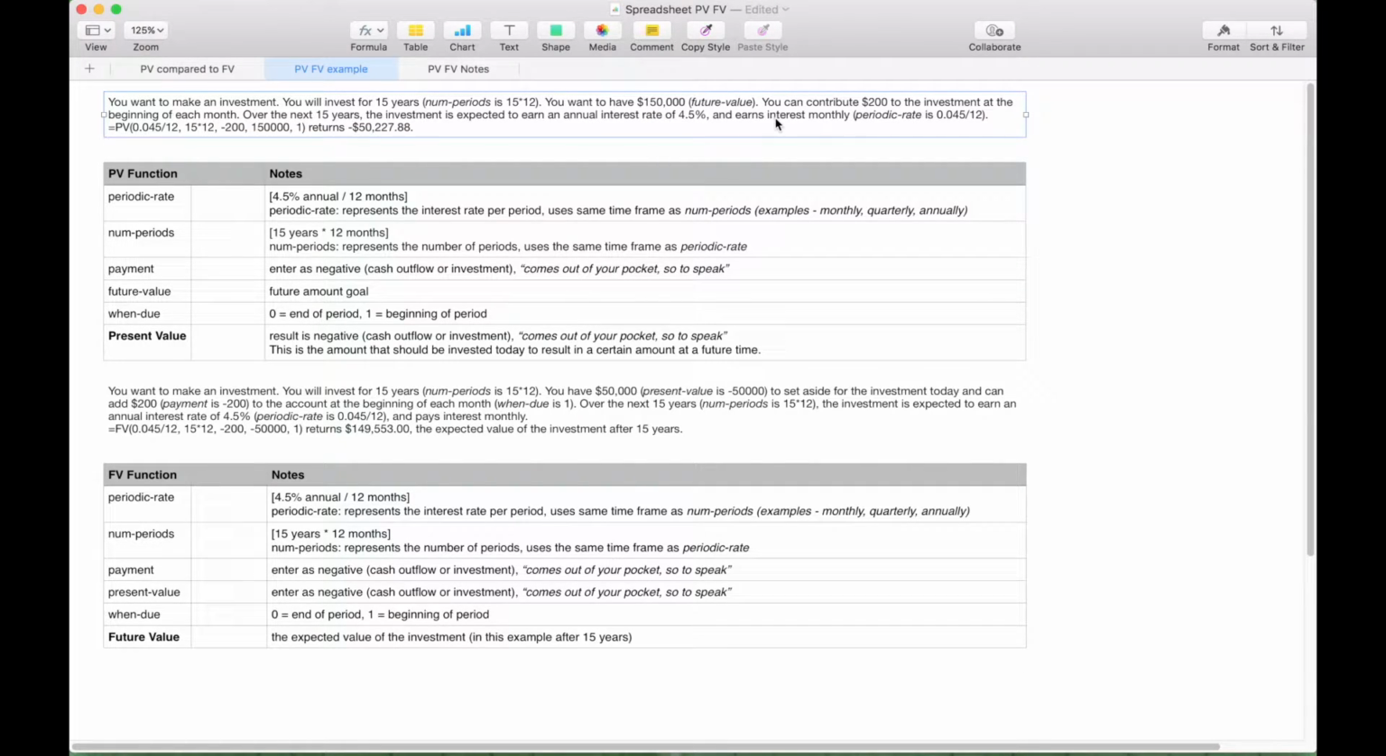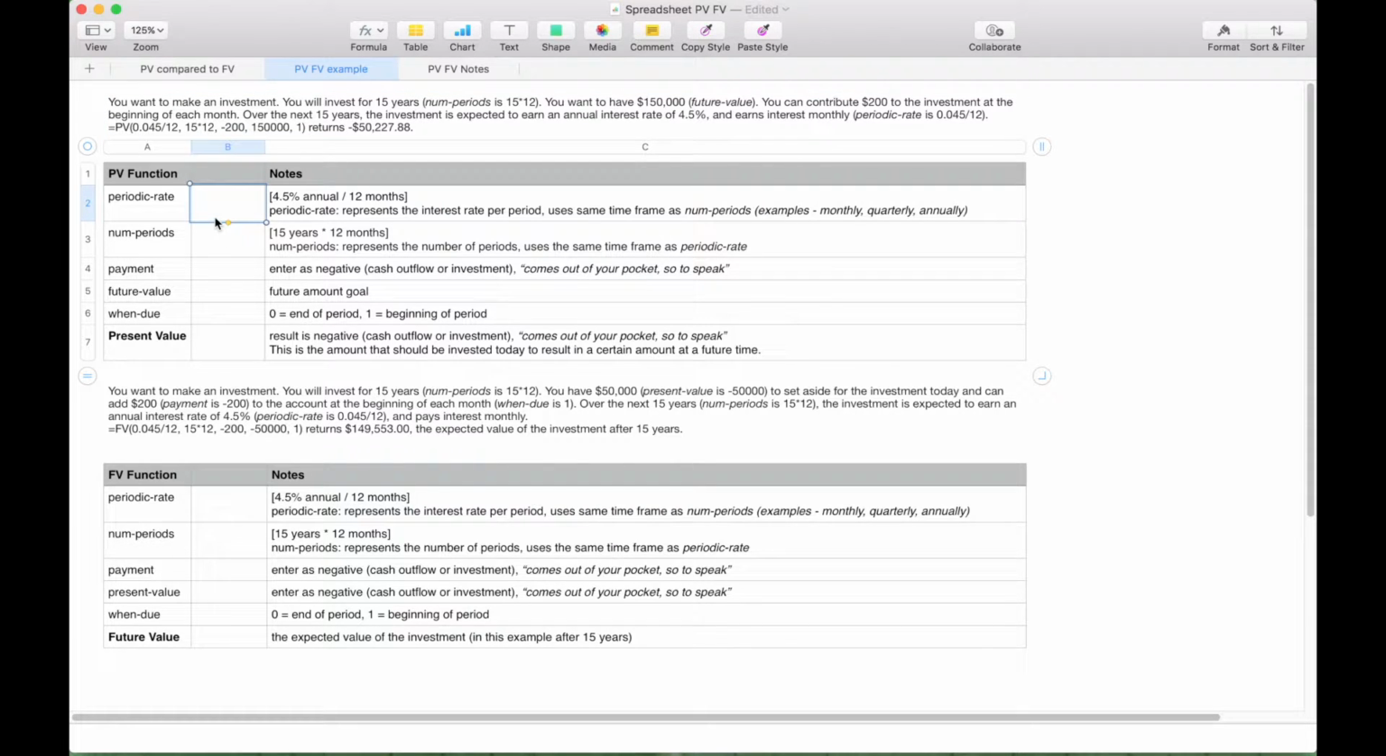You can contribute $200 to the investment at the beginning of each month. And over the next 15 years, the investment is expected to earn an annual interest rate of 4.5%. And it earns interest on a monthly basis. And that's kind of important to know, and we'll tell you why here in just a second. Okay, so now let's go ahead and put in the values for our arguments.